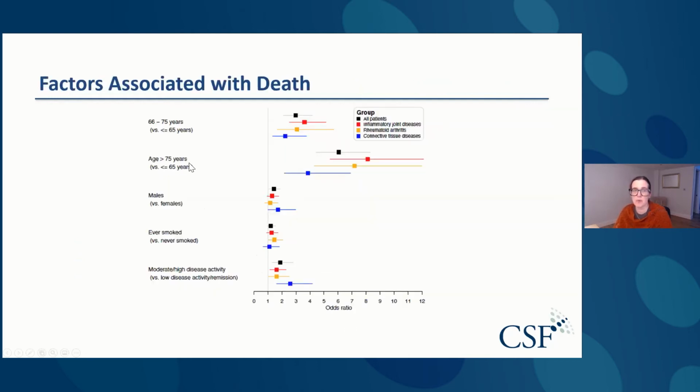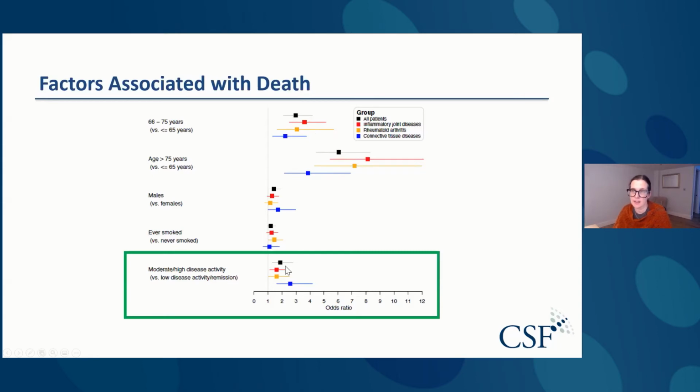So what did we find? Well, first of all, we looked at those factors that we see in the general population, such as age. Just to orient you, this side of the graph indicates an increased odds ratio, and the black is all patients, red is inflammatory joint disease, yellow is RA specifically, and blue is the connective tissue disease group. So like the general population, we see this marked association with death associated with age. We did see a pattern with increasing risk in men and with smokers, although this was not as strong here.